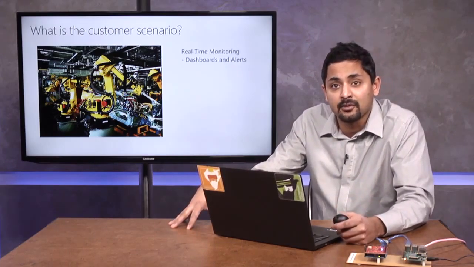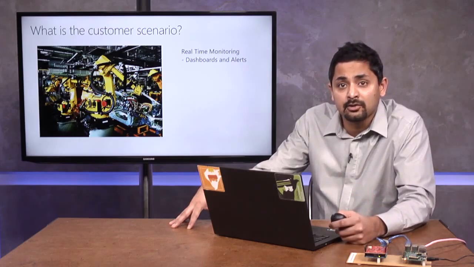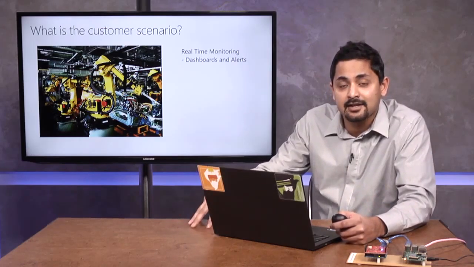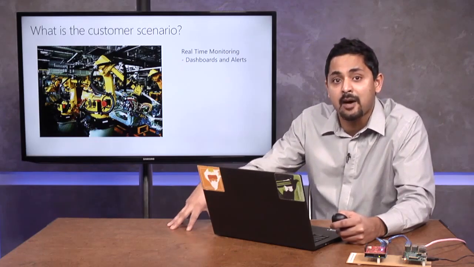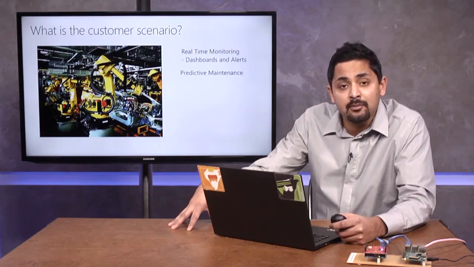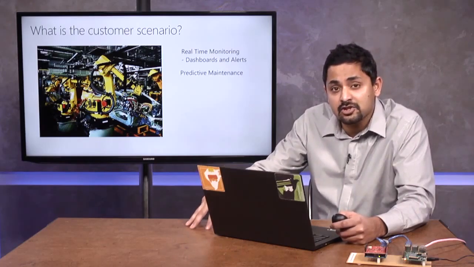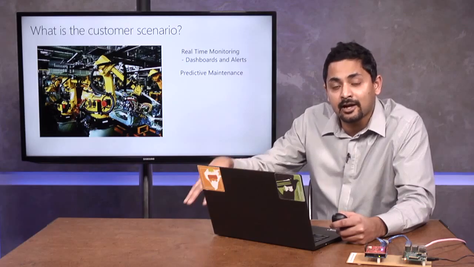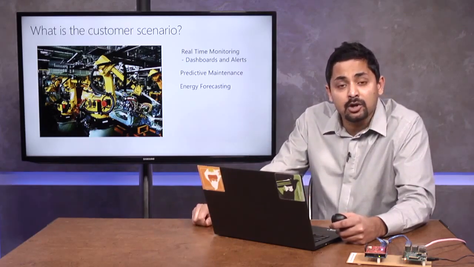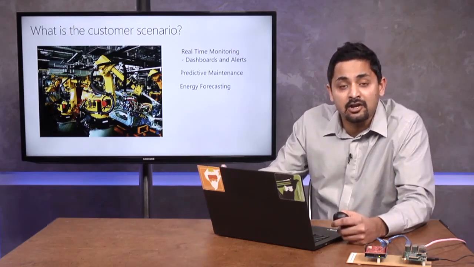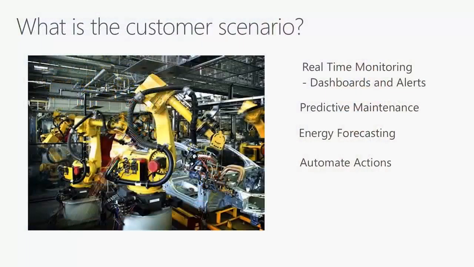Here are a few of them we have heard from customers. I want to be able to monitor in real time what is the status of my factory floor. I want to be able to get alerts in case something wrong happens. I want to be able to do predictive maintenance. It's not just about those machines which are failing right now, but which machines have the highest probability to fail. I want to be able to do forecasting of the energy which is being used by this plant. And not only do I want to take an action on the alerts, but I also want to automate action on the alerts.